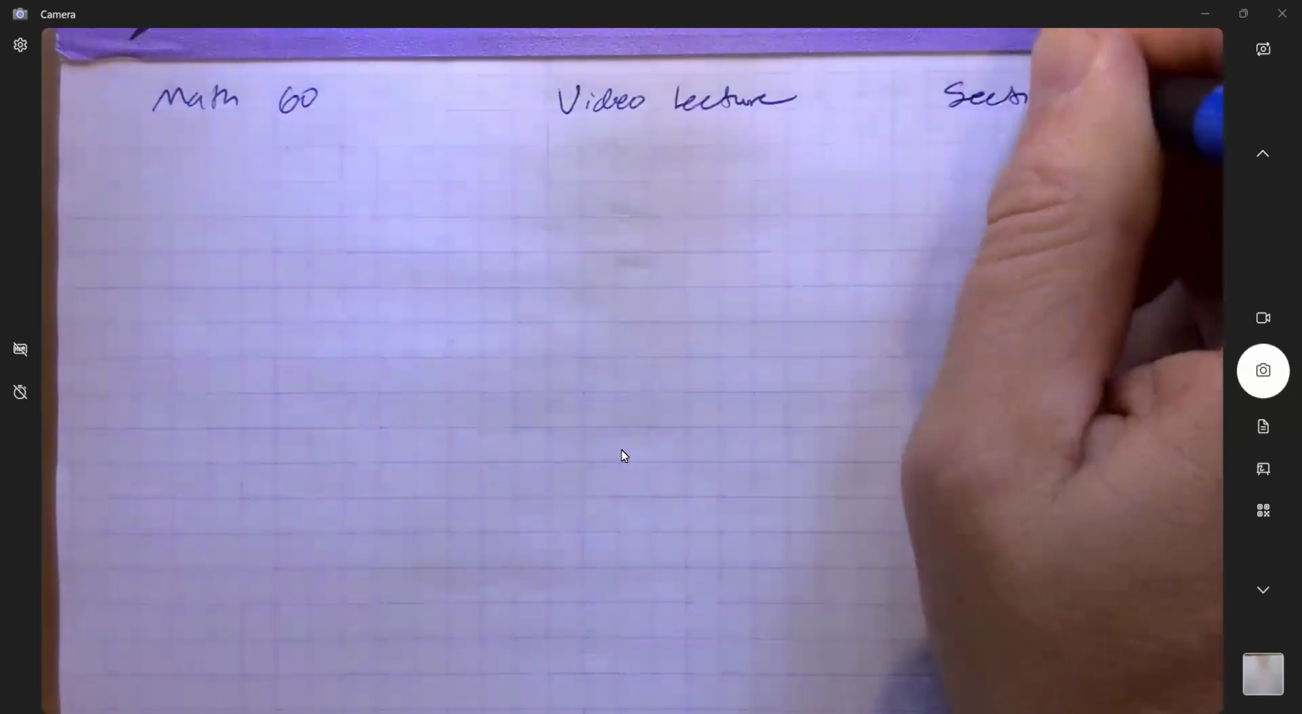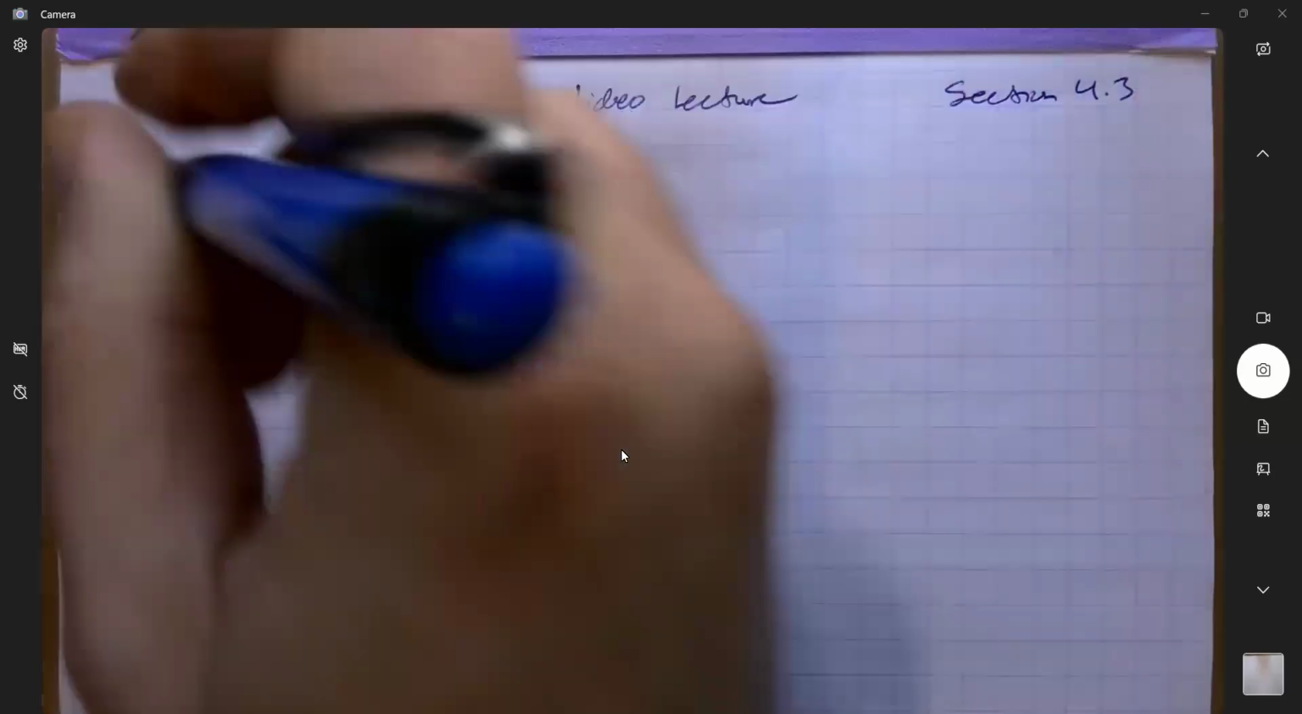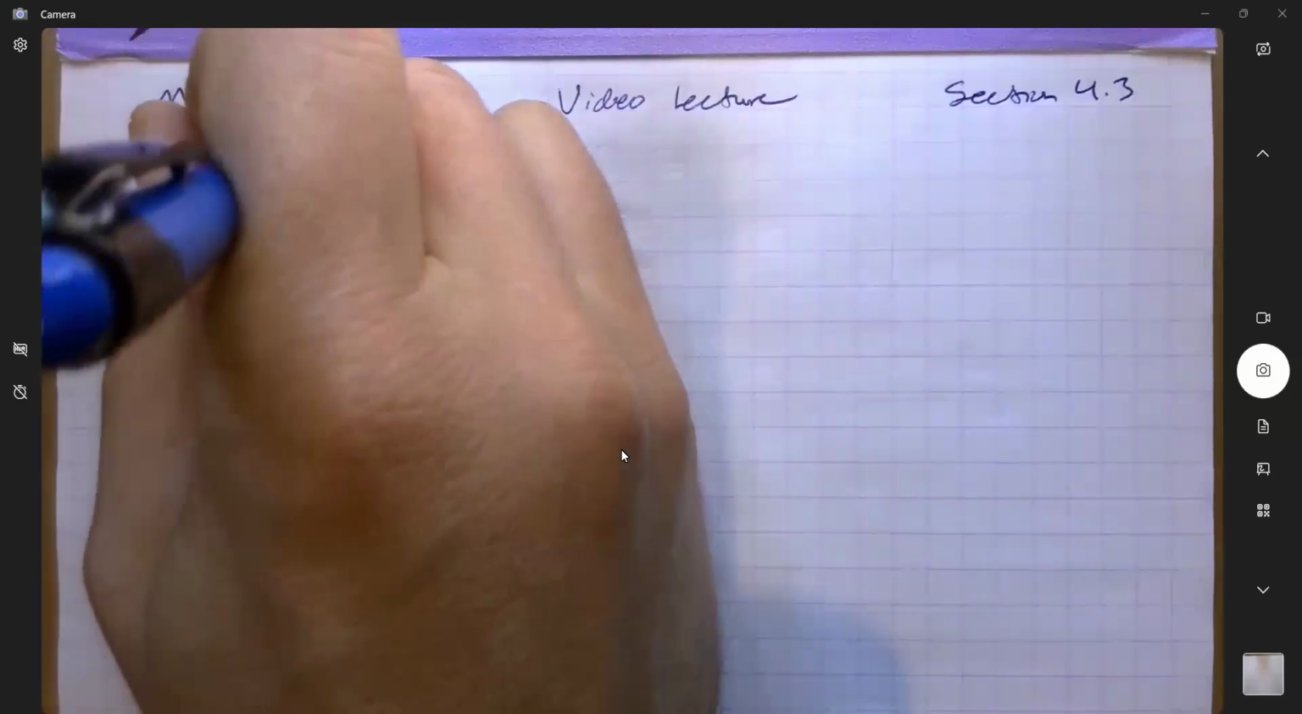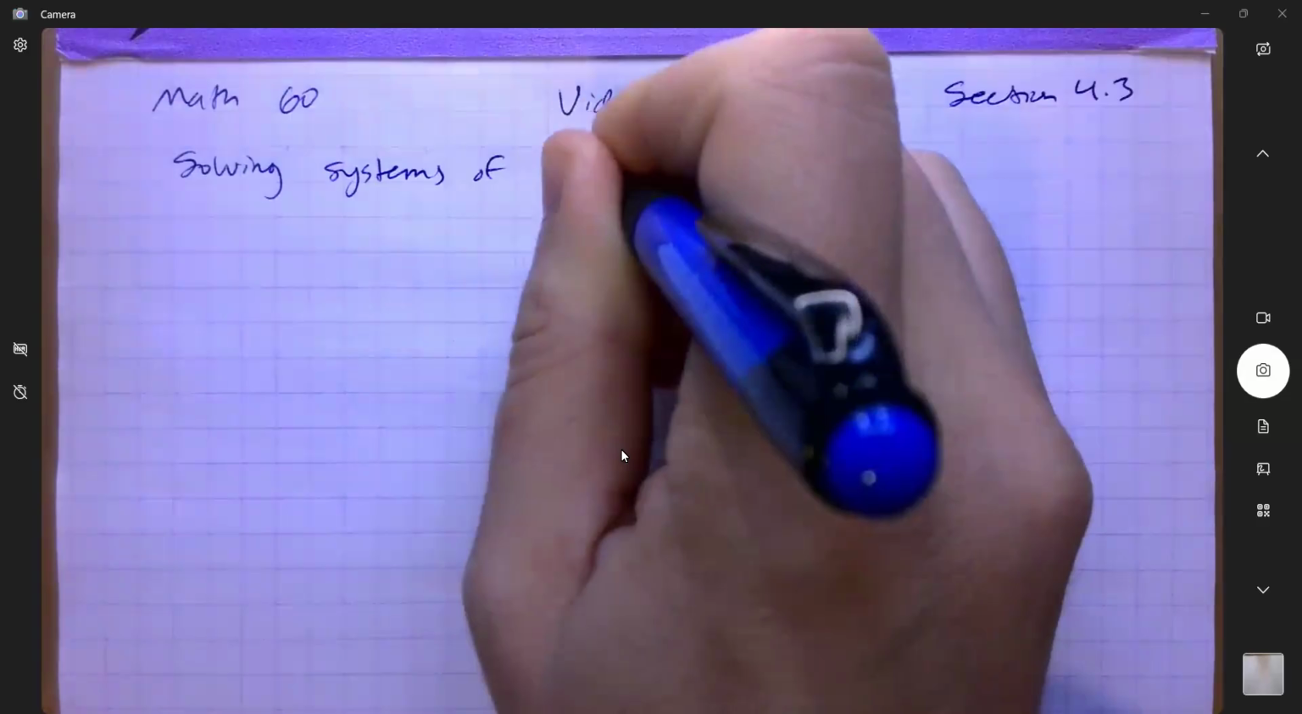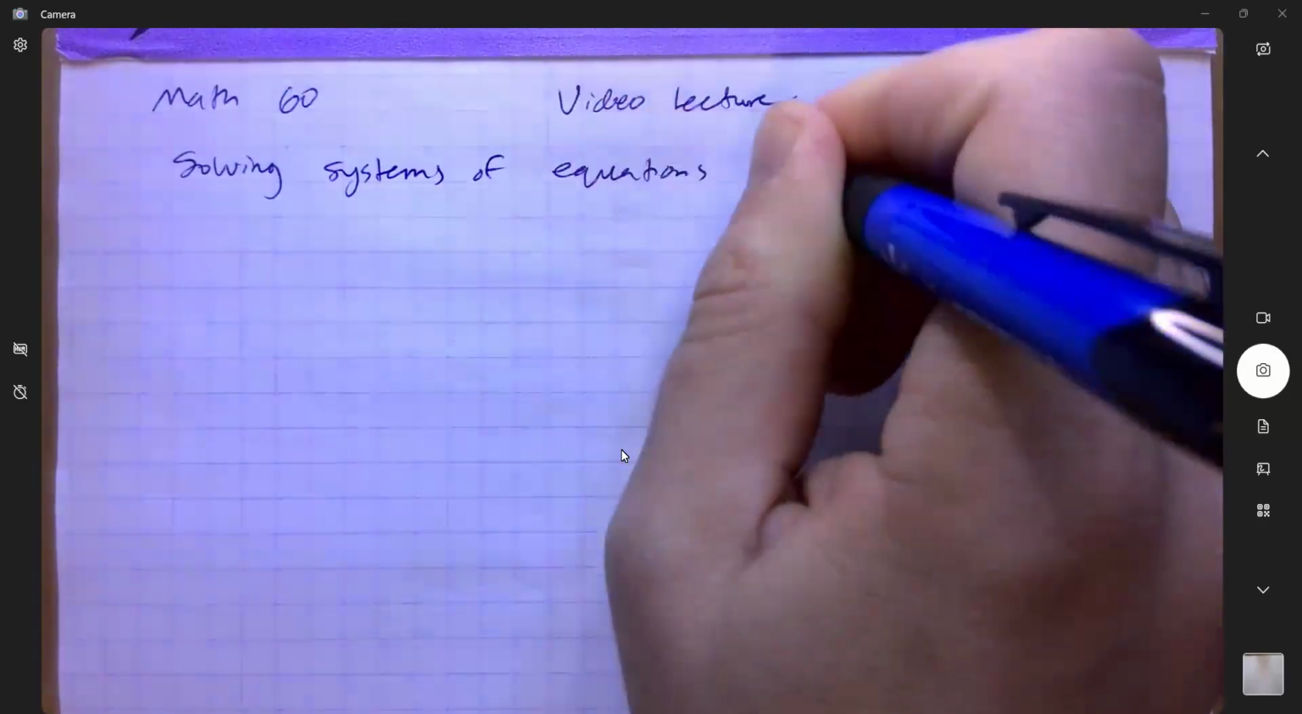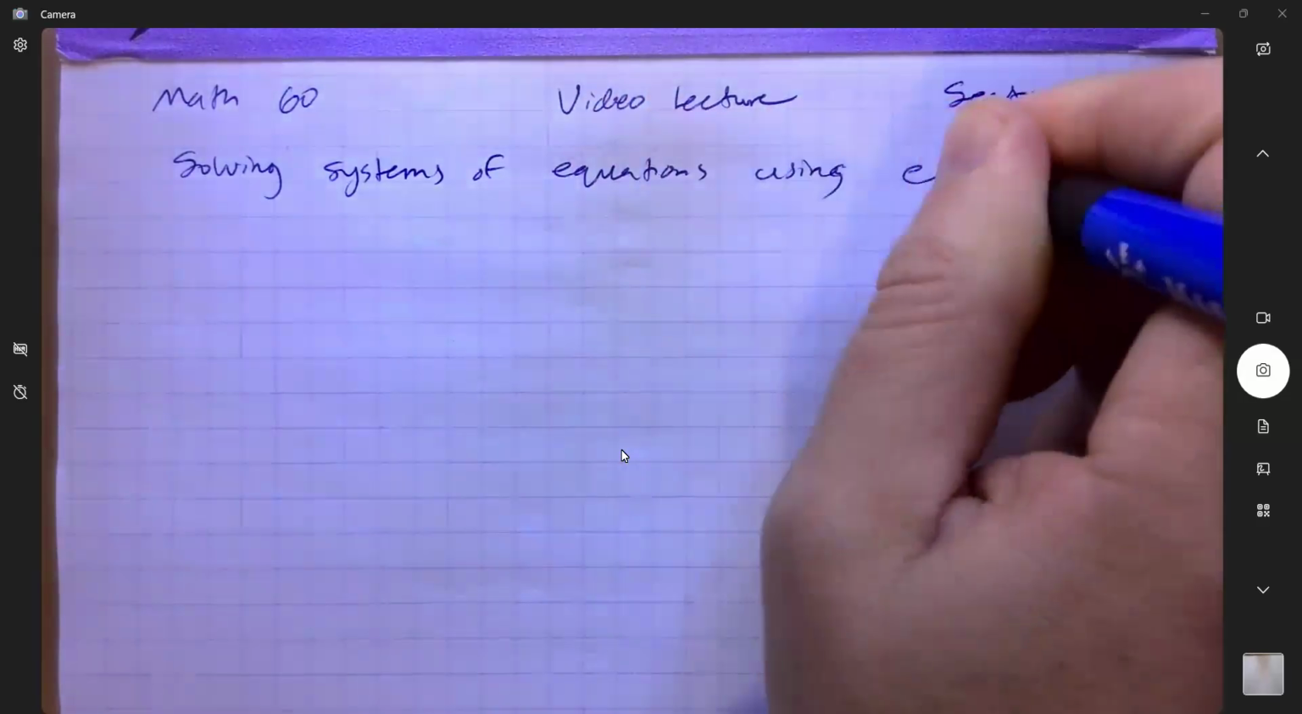This is section 4.3, which is solving systems of equations using a process called elimination.